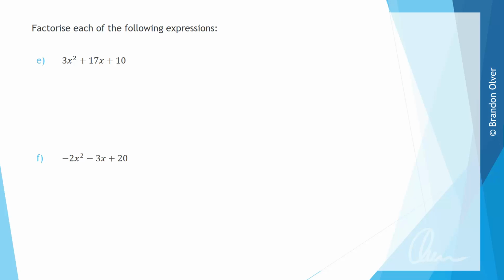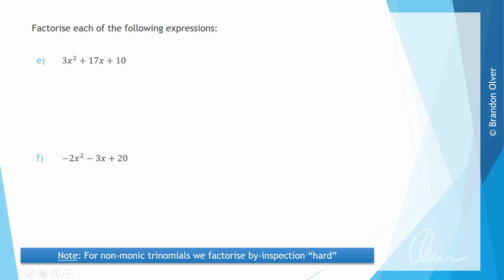Instead, we have another inspection technique, which we're going to call by inspection hard. For non-monic trinomials, where the coefficient is not 1, we factorize by inspection, and we refer to that process as by inspection hard, because it has an extra step that you'll see in a moment. The extra step is, we don't just look for the factors of 10 that add up to 17, we actually multiply the a and the c term, the coefficient of x squared, by the constant. So we're going to have 3 times 10, and we look for the factors of now 30 that add up to 17.